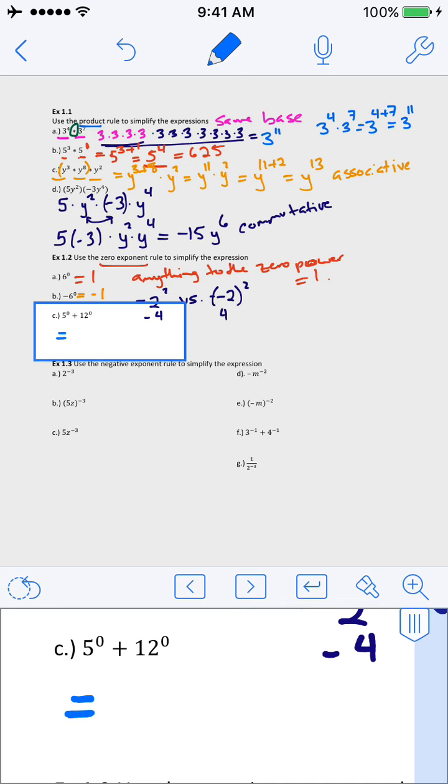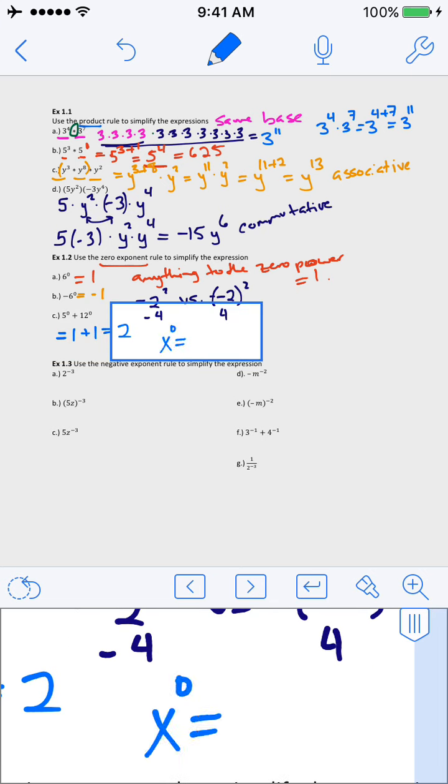Alrighty, so I hope you tried this. Remember, anything to the 0 power is 1. So 5 to the 0 is 1. 12 to the 0 is 1. Therefore, the solution is 1 plus 1, or 2. And that's pretty much what we have with the zero power rule. If you want to leave yourself a note, this works for exponents too: x to the 0 power is equal to 1. Anything to the 0 power is equal to 1. So as soon as you see that, you can kind of cancel it out. We'll see later on how that affects things when we have really big expressions we need to reduce, but this is a rule that people tend to like because it is so straightforward. Anything to the 0 power is 1.